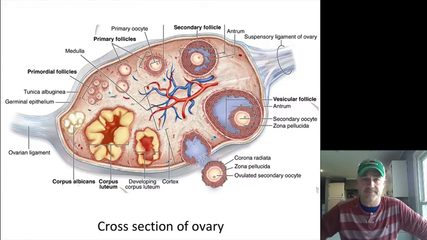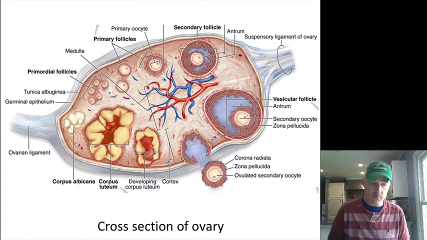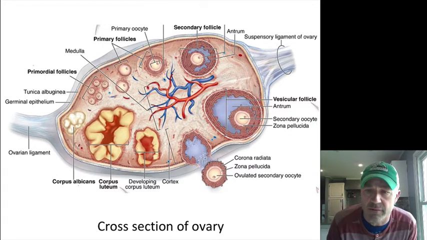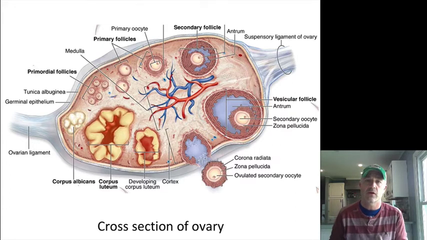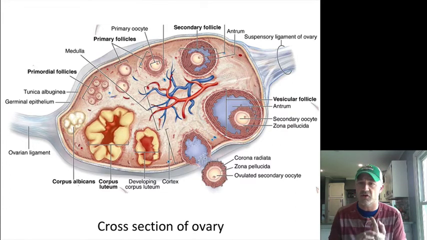When we're looking at the ovary, we're going to see that there's a few different stages in development of those ovarian follicles that we're going to be taking a look at. So we're going to be looking at what are called primary, secondary, and graafian follicles, as well as the corpus luteum.